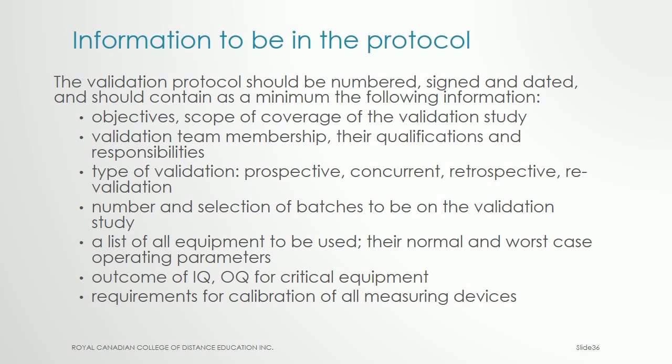The validation protocol should be numbered, signed and dated, and should contain as a minimum the following information: objectives, scope of coverage of the validation study, validation team membership, their qualifications and responsibilities, type of validation, prospective, concurrent, retrospective, revalidation, number and selection of batches to be used in the validation study, a list of all equipment to be used, their normal and worst-case operating parameters, outcome of IQ/OQ for critical equipment, requirements for calibration of all measuring devices.